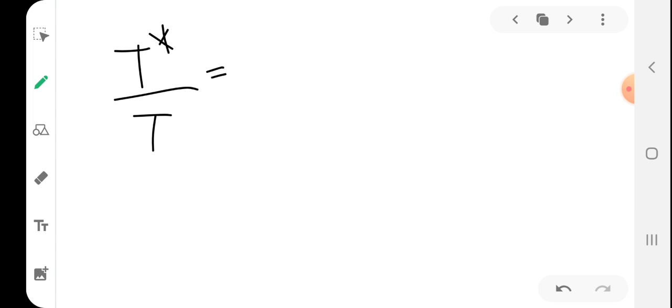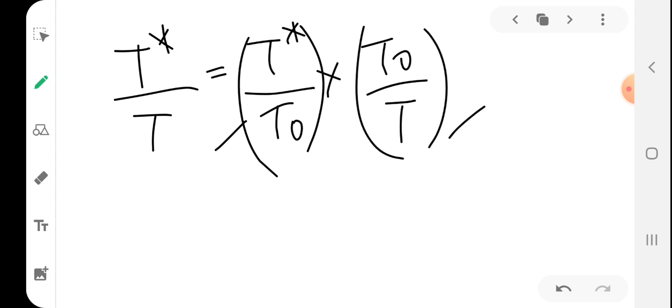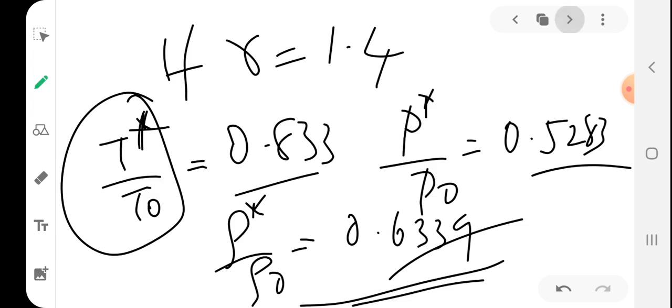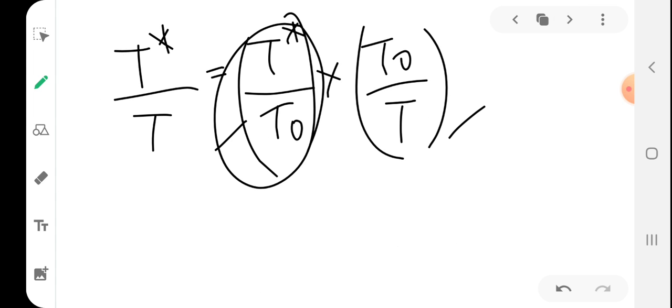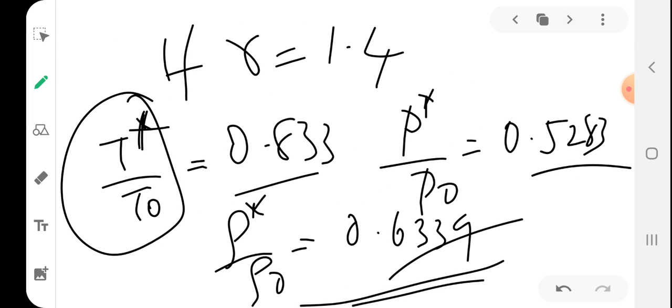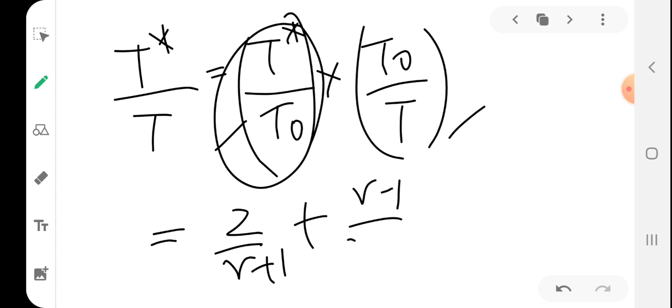You will get it as follows. T star by T is nothing but T star by T0 into T0 by T. So you just multiply both these equations. We have T star by T0, right? And T0 by T, right? So combine both the equations, you will get 2 by gamma plus 1 plus gamma minus 1 by gamma plus 1 Mach square.